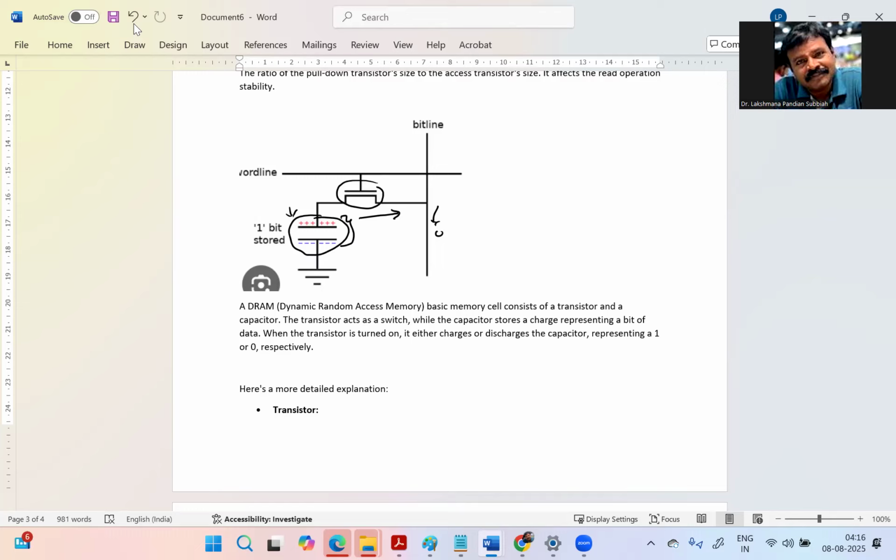The dynamic RAM is DRAM, dynamic random access memory. The basic memory cell consists of a transistor and a capacitor. This is the transistor and this is the capacitor. The transistor acts as a switch, on and off, right? The capacitor stores the charge representing a bit of data. Charge is 1; if no charge, then this is 0, right? When the transistor is turned on, it either charges or discharges the capacitor, representing 1 or 0 respectively. Charge is 1, discharge is 0. So this is the dynamic RAM, DRAM.